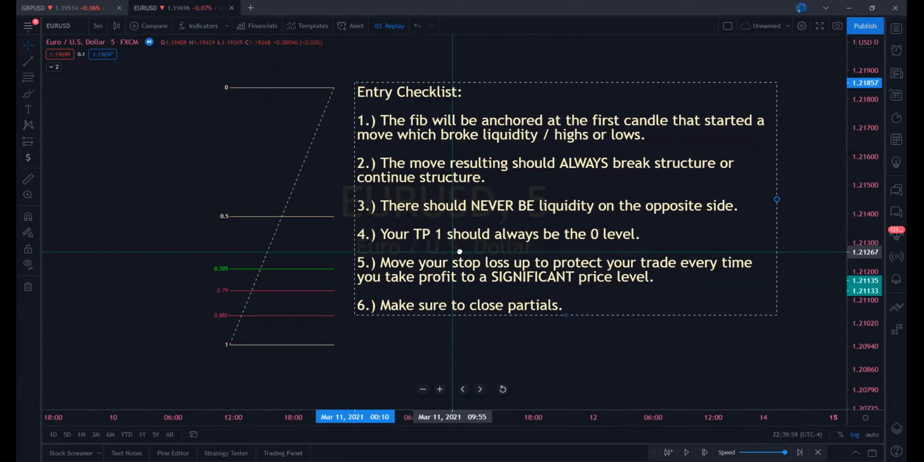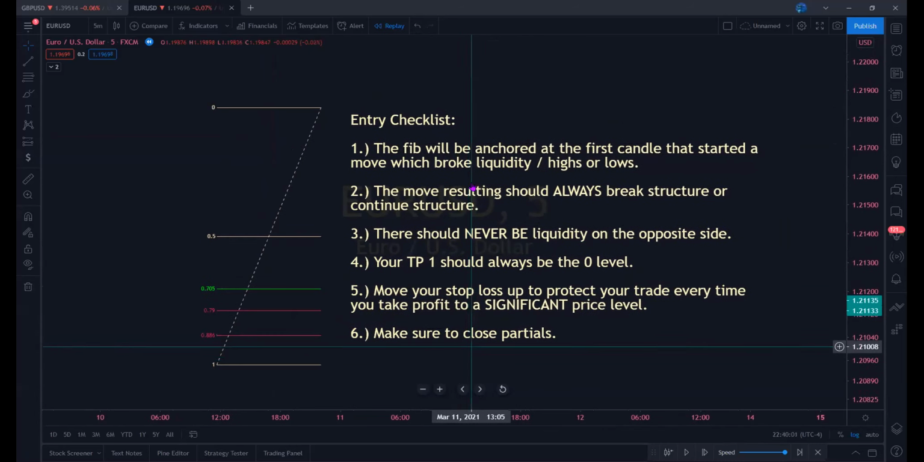Okay. So this is going to be your entry checklist, right? So the fib is anchored at the first low that broke liquidity. The move resulting should always break structure in order to continue and then begin a retrace that holds bearish structure. Okay. There should never be liquidity on the opposite side. TP1 should always be at the 0 level, and make sure your stop loss is moved up in order to protect your trade every single time, and make sure to close partials.